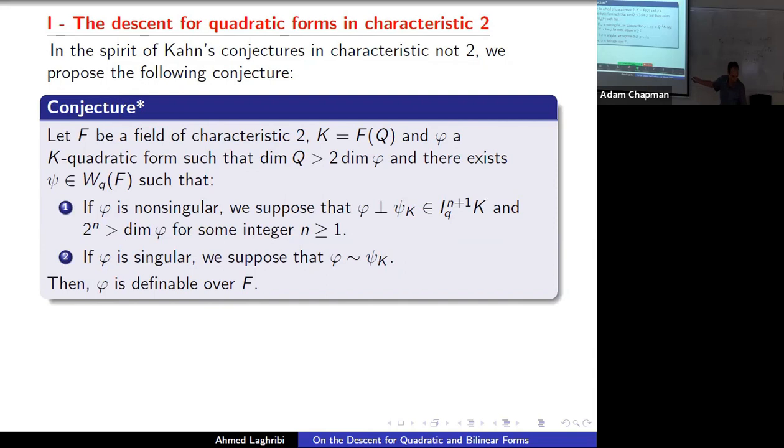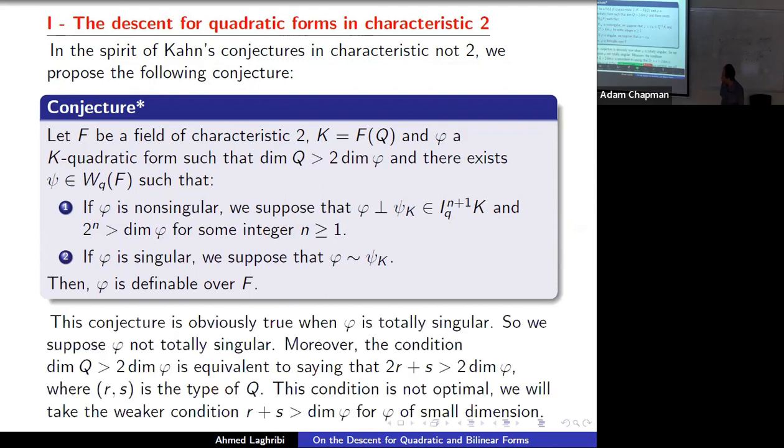So, really the same. The new thing that we add is the case of singular forms. Otherwise, the rest is as in characteristic different from two. Here, we should exclude the case when phi is totally singular. When phi is totally singular, phi is all the time defined over F. This is due specially to totally singular forms. So this conjecture is obviously true when phi is totally singular, so we suppose that phi is not totally singular in this conjecture.